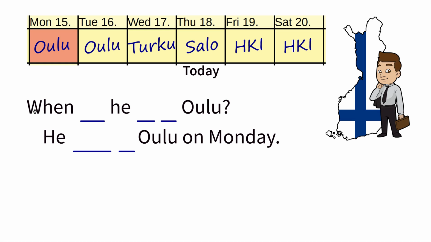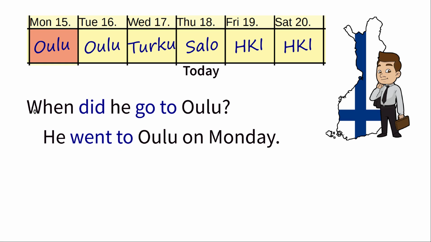Okay, when he Oulu on Monday. I'll give you a tip here. When you ask a question with when, it will either be in the future or it will be in the past. You never ask a question with present perfect. You never say, when has he? Rather, when did he? When did he go to Oulu? And that was Monday, so he went to Oulu on Monday. When did he visit Oulu? He visited Oulu on Monday.